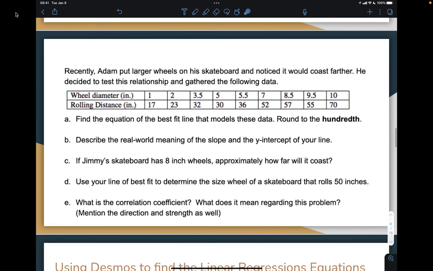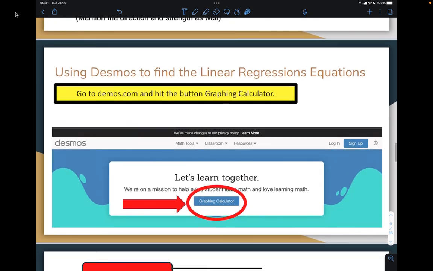All right, we're going to go to Desmos.com. We're going to hit the button Graphing Calculator. Right now, I'm going to go through directions on how to do this. You guys can do this on your own with the next problem. So the first thing we do, Desmos.com, and we're going to hit the button Graphing Calculator. Hit this button right here.